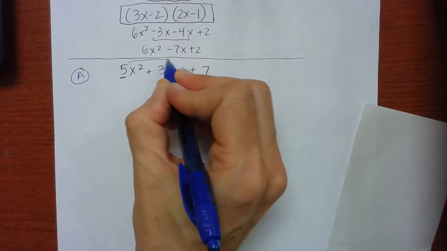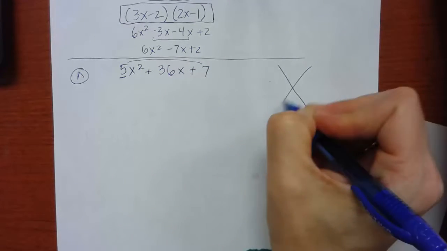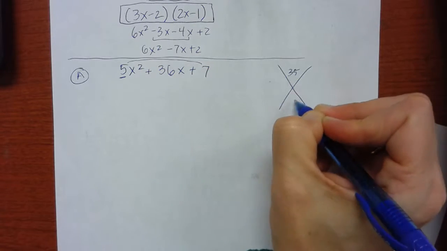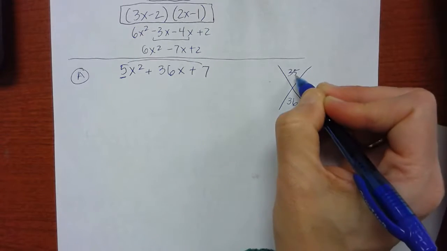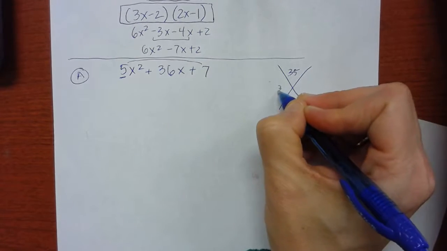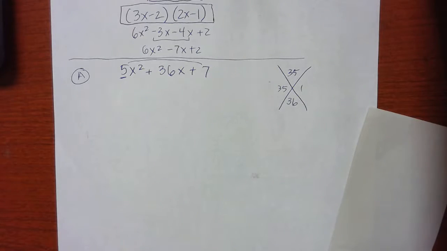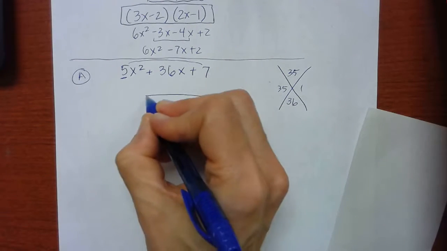I start by multiplying 5 times 7. That's the number that goes on top, and 36 at the bottom. Factors of 35 that add up to 36, it's got to be 35 and 1. Okay, build your box.